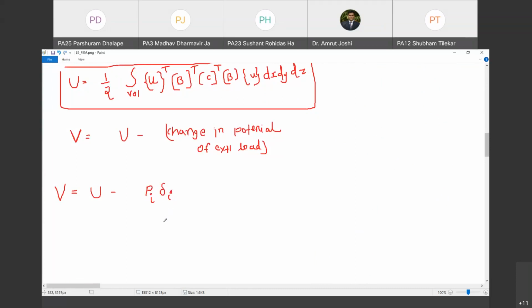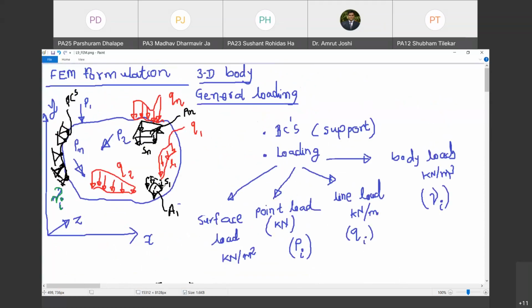or in other words, let me call it delta I. What is delta I? Delta I is the deformation in the direction of force PI at the location where PI is acting. So for example, if we consider P2, then at this point, whatever is the deformation in this direction, that deformation is delta 2. Are you with me? Type your response in chat box. इस body का इस point पे P2 के direction में जो भी deformation है, that deformation I am going to call it as delta 2. Are you with me?